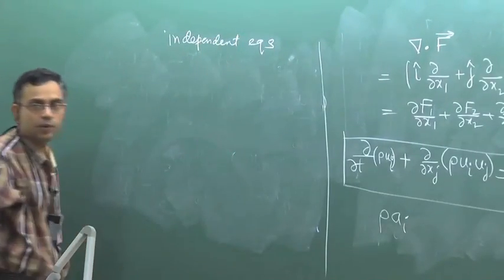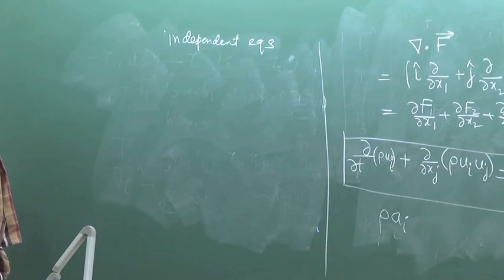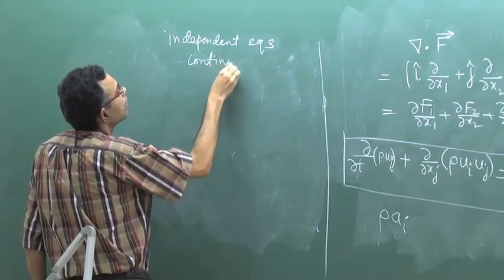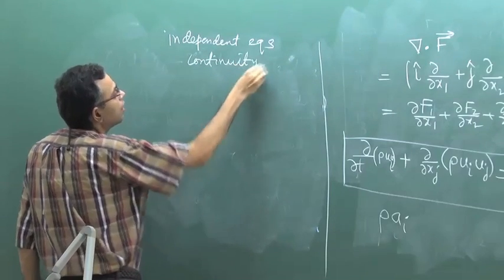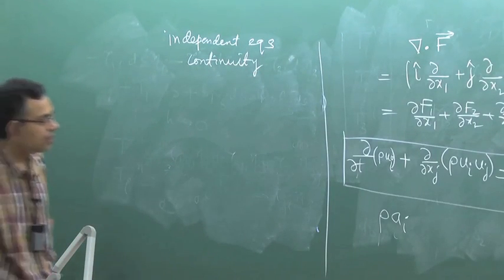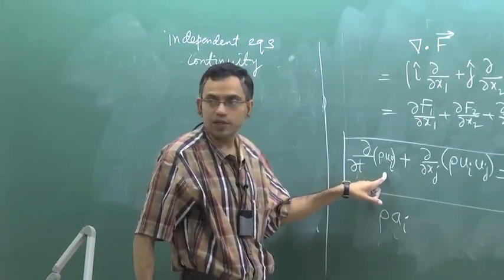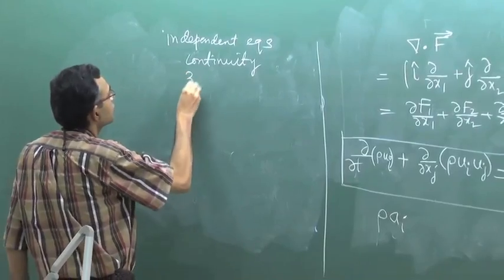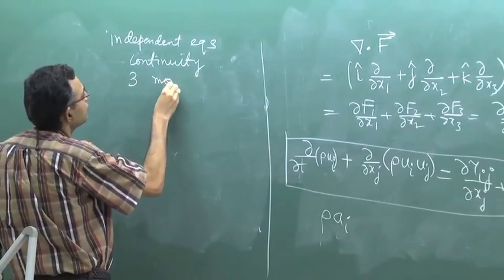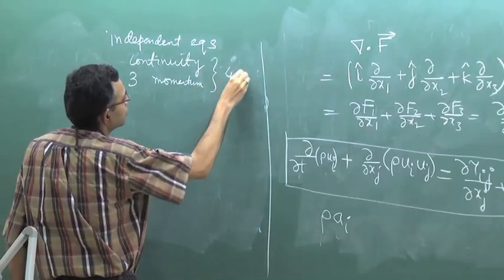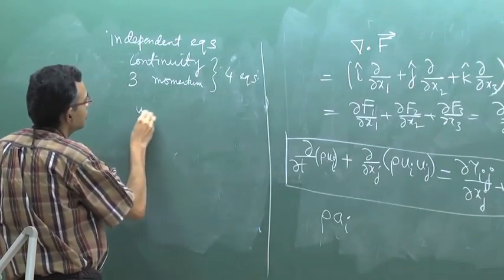Independent equations. How many equations? One is the continuity equation. The second is this equation for 3 components, so 3 momentum equations. So total 4 equations. Unknowns.